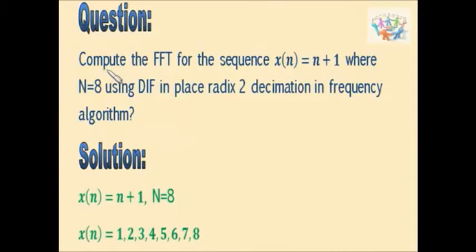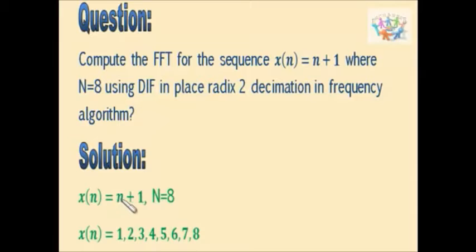In this sum, we need to compute the FFT for the sequence x of n is equal to n plus 1, where capital N is equal to 8, using the DIF in place radix 2 decimation in frequency algorithm. So they've given the input sequence as x of n is equal to n plus 1 and capital N is equal to 8. So the values will be from 0 to 7.